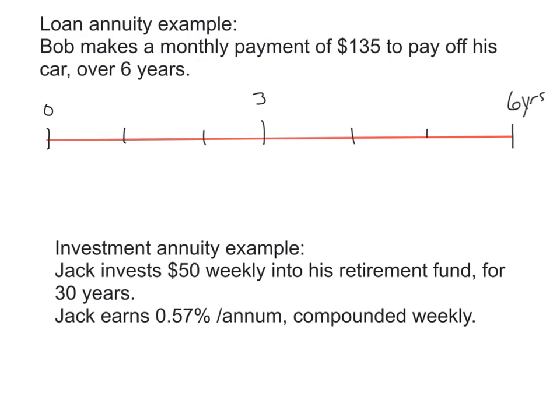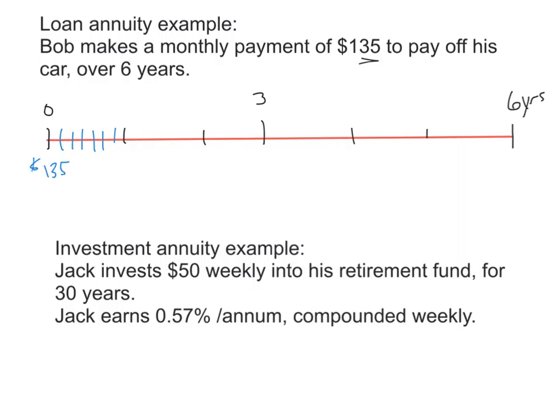So here are some examples of annuities. If there was a loan, you could say that Bob is making a monthly payment of $135 to pay off his car over 6 years. So I've got the various years here, 0, 1, 2, 3, etc. And it's monthly payments, so there's actually 12 happening in here for each of these years. And at each of these 12 tick marks, it's $135.